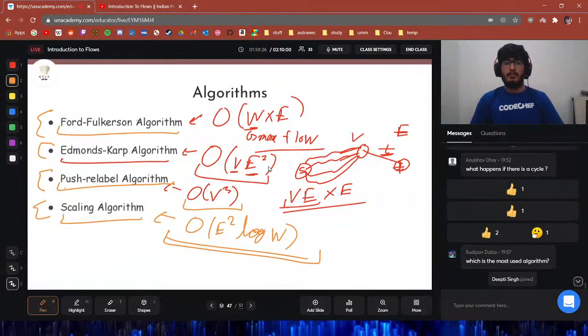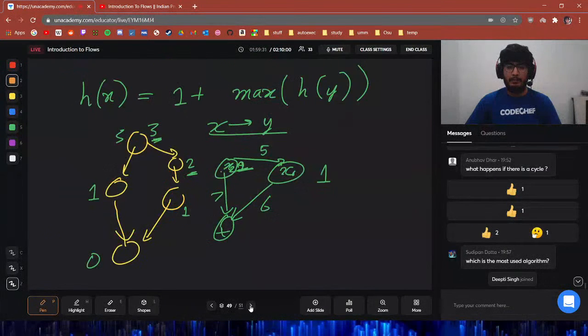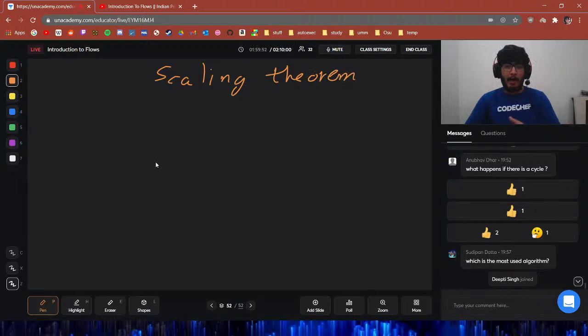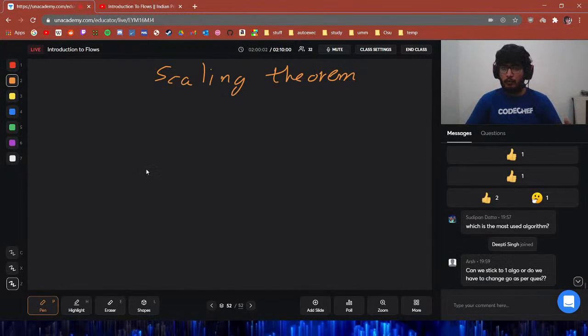So in the scaling algorithm, what do we do? Right now, we were in the Ford-Fulkerson algorithm. Try to remember the Ford-Fulkerson algorithm. The scaling algorithm is just an improvement on that. In Ford-Fulkerson, we were trying to look for any path that has greater than 0 weight. We were trying to find any path which will give us any amount of flow, no matter if it's 10 to the power 6, no matter if it's just 2 units of flow.